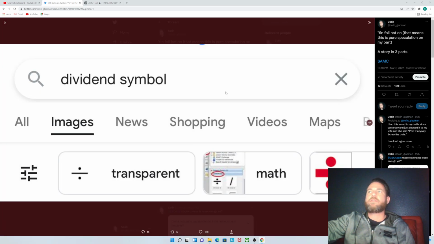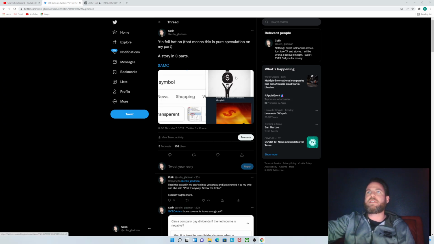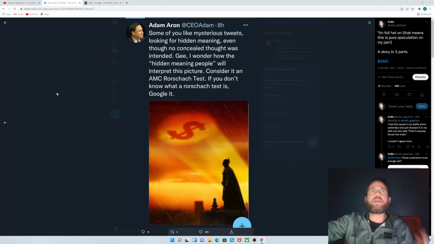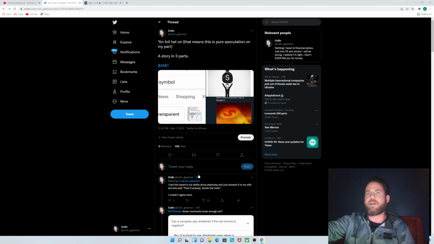If you Google dividend symbol, this is literally the first picture that pops up, which is what is in the sky. I don't know that it's anything. It's just something that I saw and found.